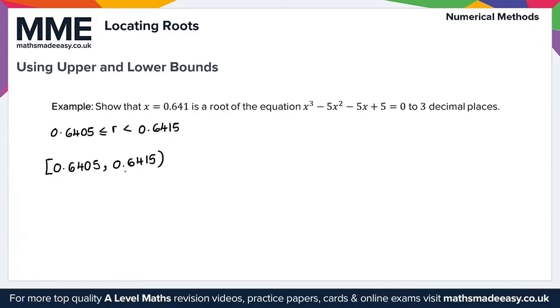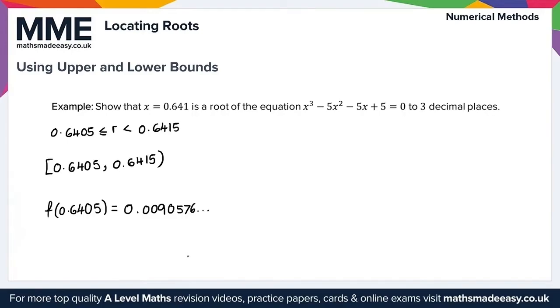So in that case, f of 0.6405, so that would be simply 0.6405 cubed minus 5 lots of 0.6405 squared minus 5 lots of 0.6405 plus 5. Okay, so in that case, what that would simply give us here is 0.00900576 and so on. So we've already calculated these here, but do calculate these yourself and make sure you can get the same answer here.